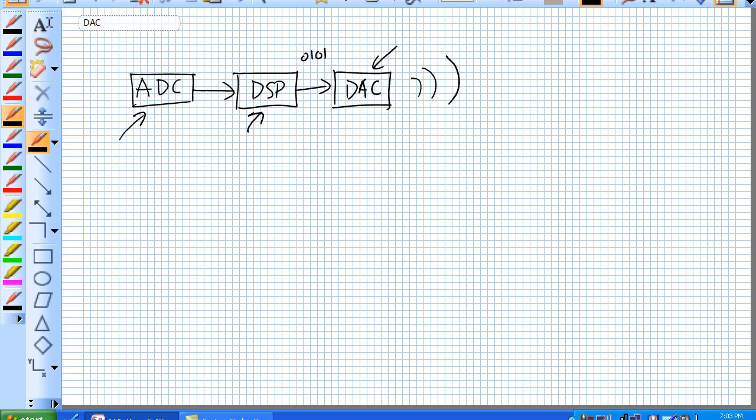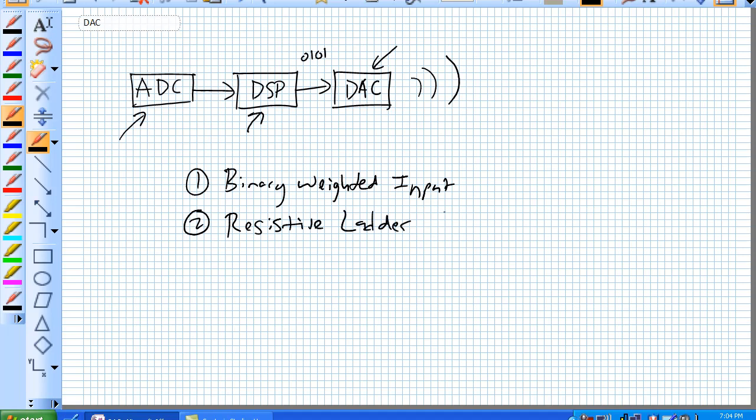Okay, so there's 2 basic methods of doing this. One of them is the binary weighted input method. Second one is a resistive ladder. And both of these methods use an op-amp to make it happen. Okay, so let's review our op-amps.